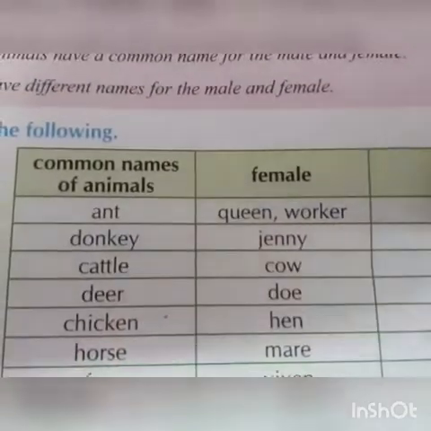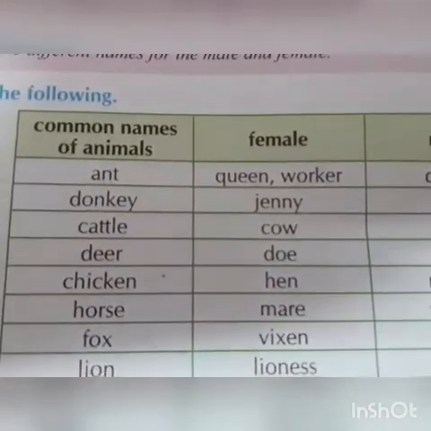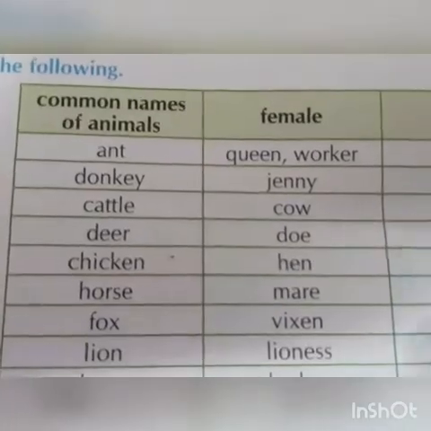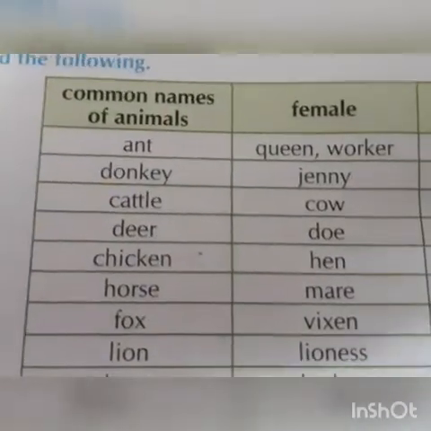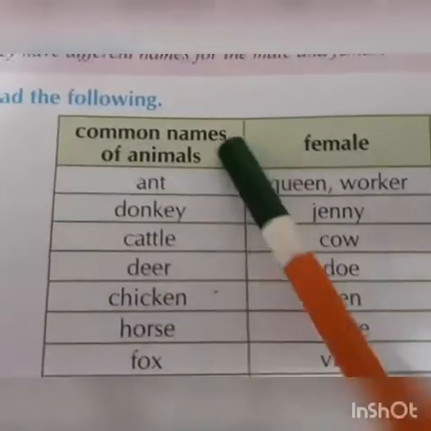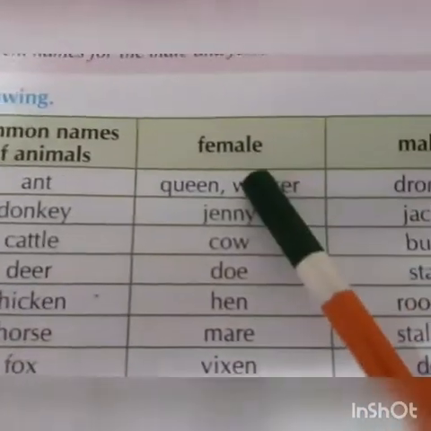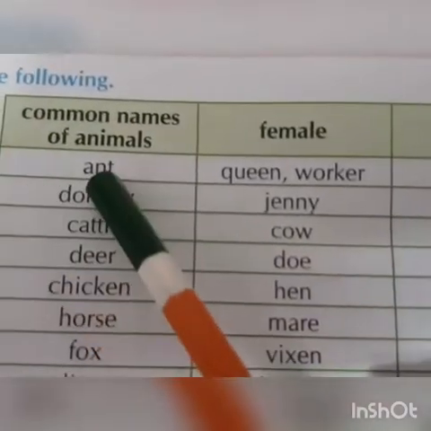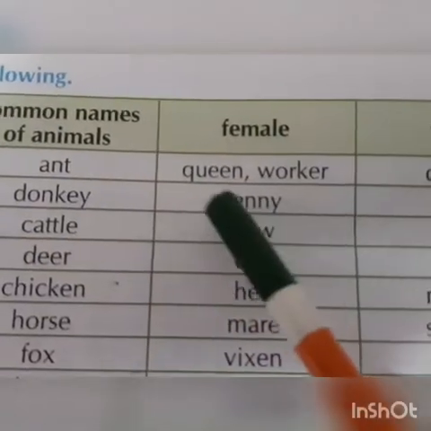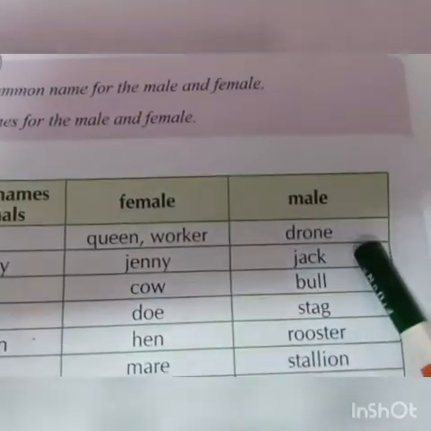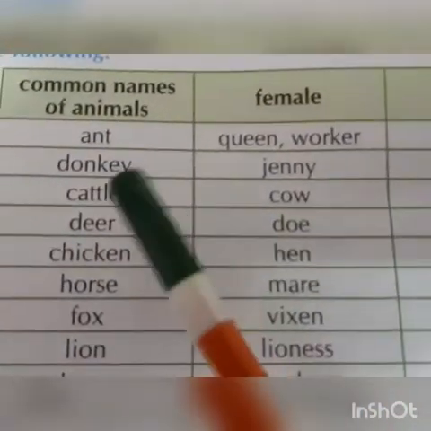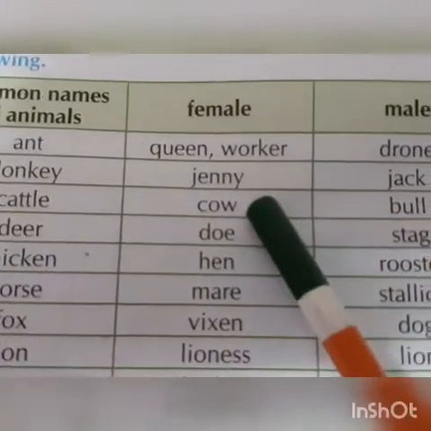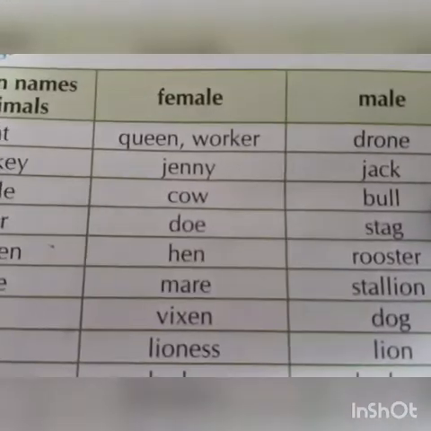So today in this grid we are going to study the male and female names of some of the animals. Few animals only, not all, but few of them we are going to study today. Now common names of animals, ant, then their female is there and male is there. Now female is called a queen or the worker ant, and the male is called the drone. Donkey, female is called Jenny and male is called Jack.